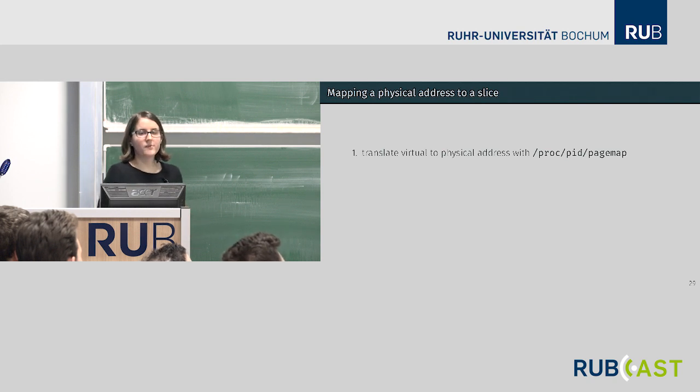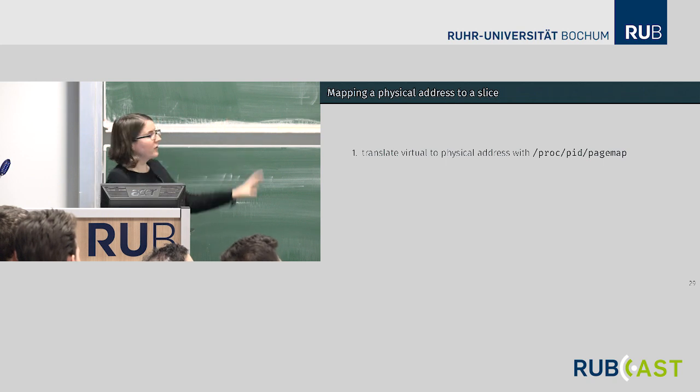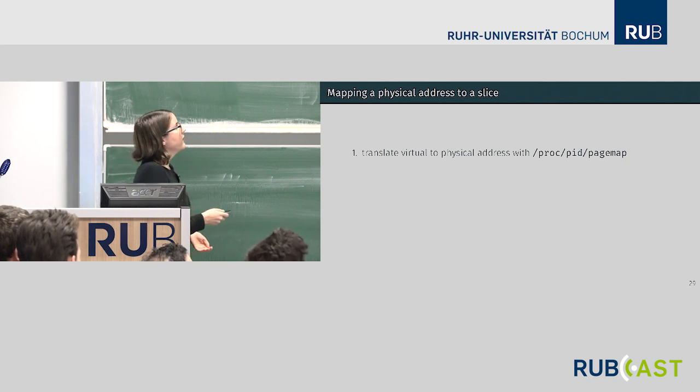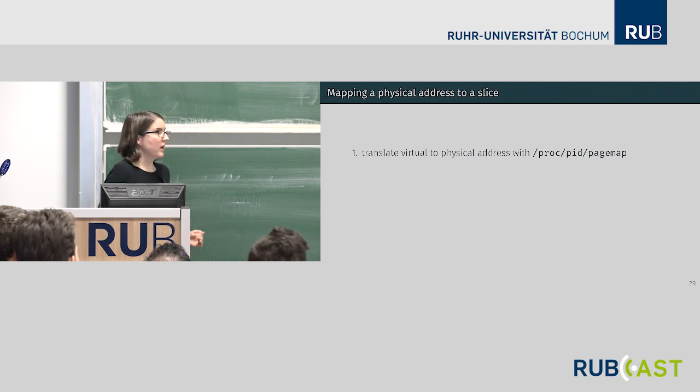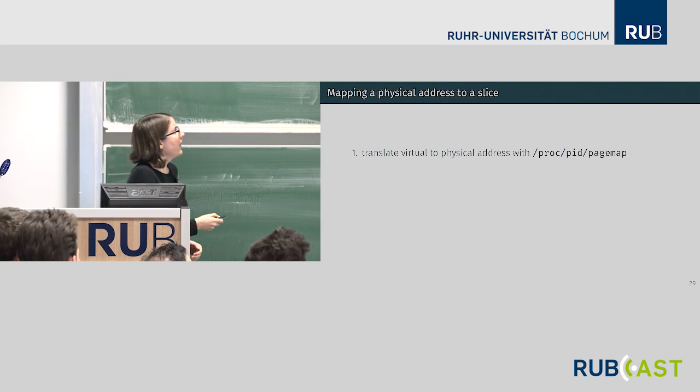So what we're going to do is translate virtual to physical addresses, because the hash function takes physical addresses as input. For that, we use /proc/self/pagemap. This interface is now privileged, but here we assume that we are on our own machine and not on the victim machine. And once we have the function, we can use it on the victim machine without any privilege.